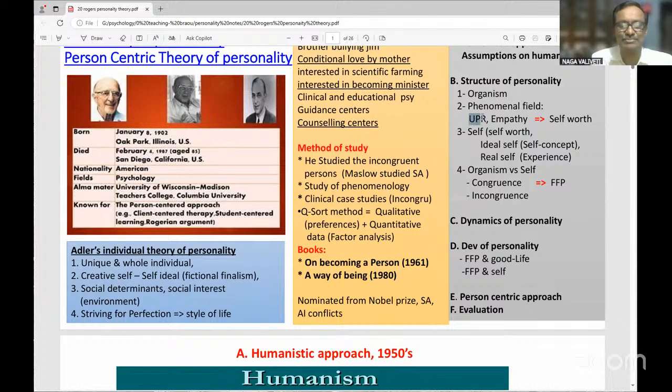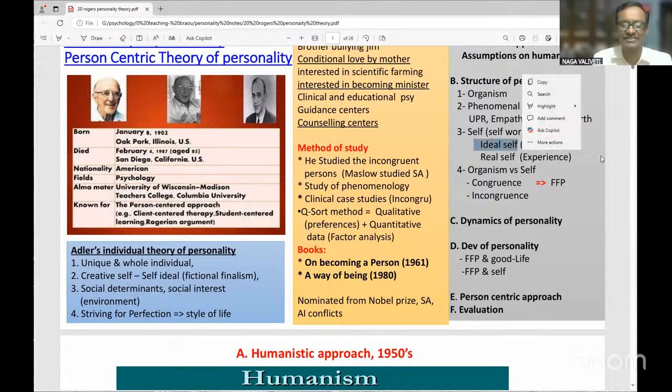Once respect and regard are given, once love is given unconditionally to a person, and empathy is given to the person, their self-worth increases. He tries to realize his idealized self. It is a continuous process, achieving your full potentiality. Don't think that a self-actualized person only happens after retirement. No, it is a continuous process.